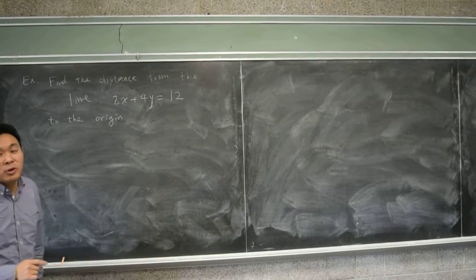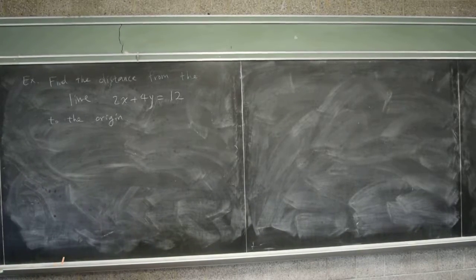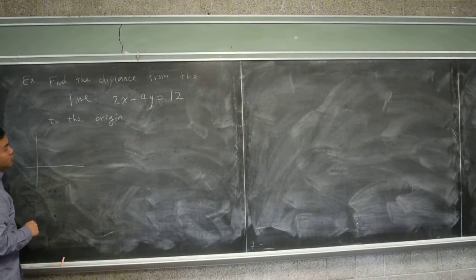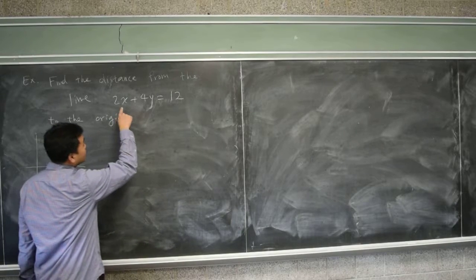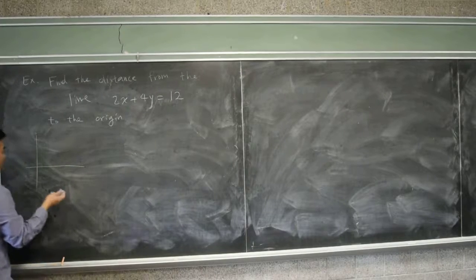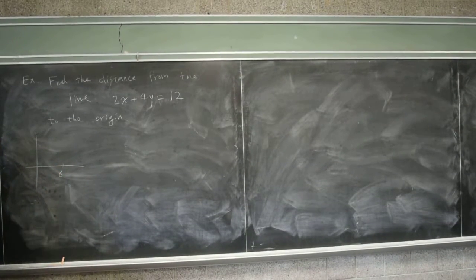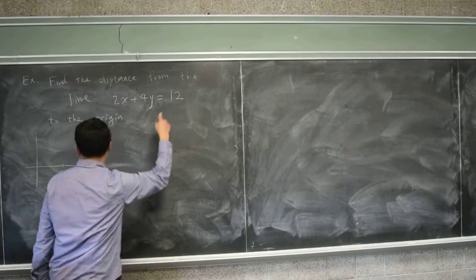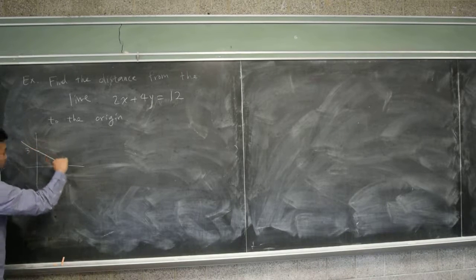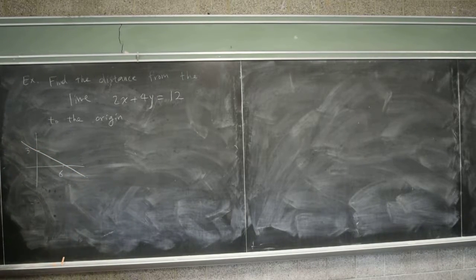At first, this question doesn't seem like anything to do with the optimization question, but if you think about it, let's see, what is this? If you plug in 0 for y, you get 2x equals 12. So that 6 is your x-intercept. And if you plug in 0 for x and solve for y, you get 3. So 3 is your y-intercept. It's a straight line going through there. And we're looking for this distance, right? Distance from the origin to this line.